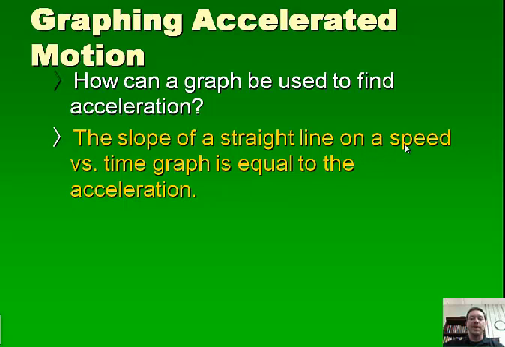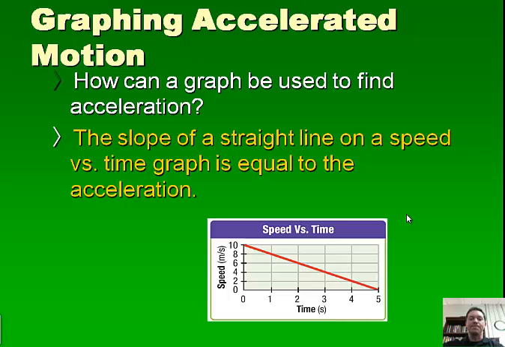Notice this is different than our velocity graph. Velocity was distance time. Now we've got speed, or velocity, versus time graph. So we can use velocity as a term here as well, so we'll just write that in real quick. So velocity, or speed, versus time is going to give us acceleration.